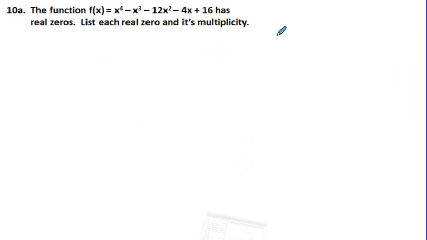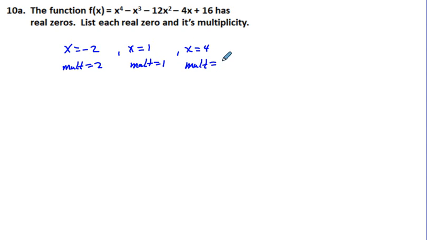So we'll have x equals negative 2, multiplicity is equal to 2. We're also going to have x is equal to 1. That's multiplicity equal to 1. Finally, we're going to have x is equal to 4. And that's also multiplicity equal to 1. And so when you have a fourth degree function, the total of the multiplicities will have to add up to 4.